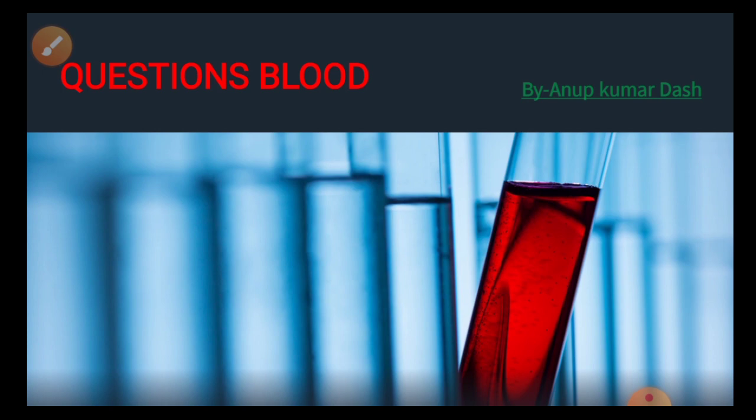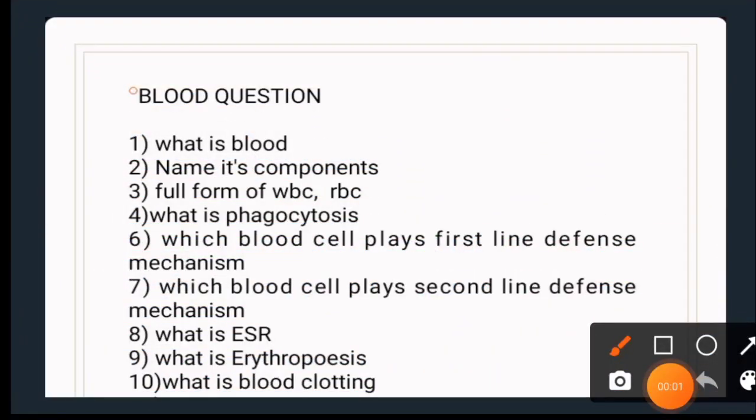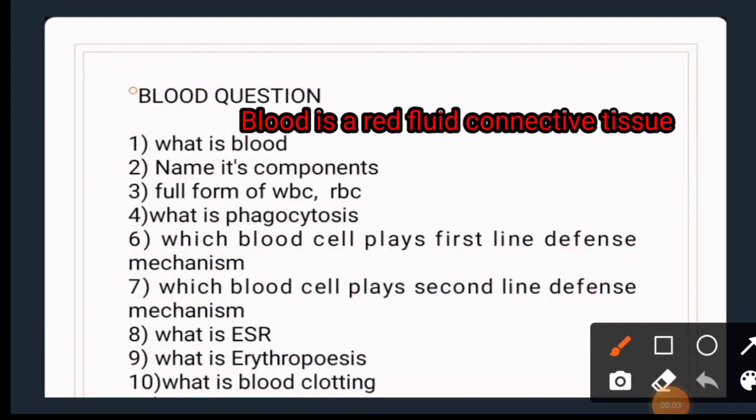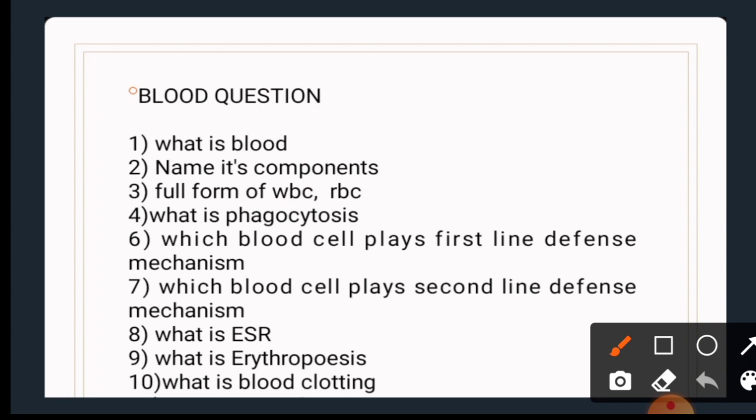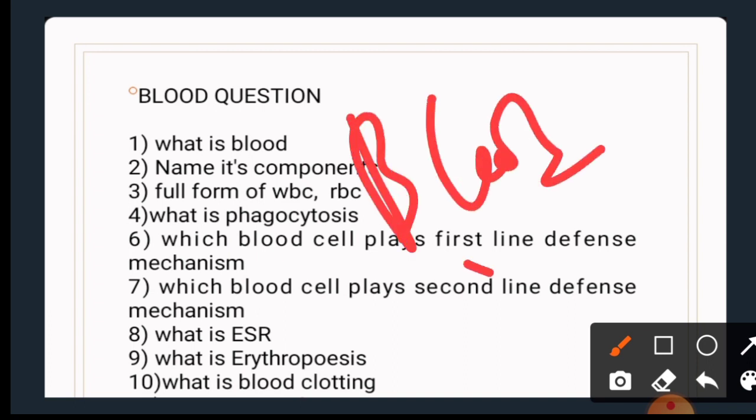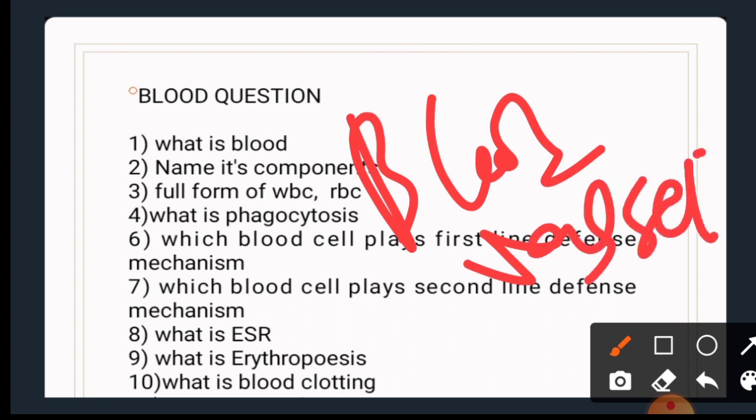Here in this video I am going to discuss some important questions which arise from the topic blood. So the first question is, what is blood? Blood is a red colored fluid connective tissue and it has a pH of about 7.4. It contains different blood cells and watery fluid, and that is known as blood. This blood flows through different blood vessels.